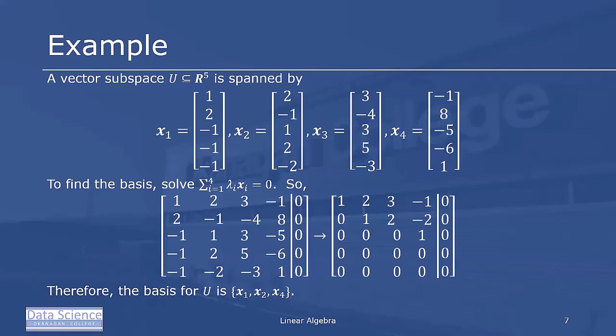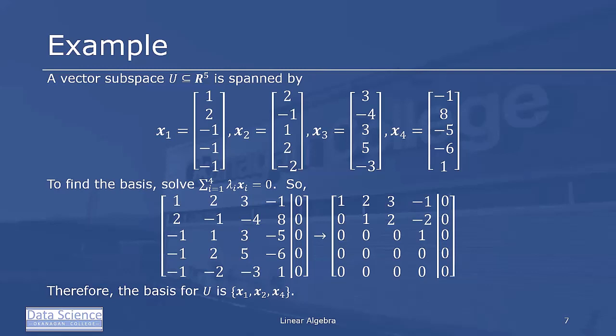So we have a vector subspace U, a subset of R5, and it's spanned by the four vectors x1, x2, x3, and x4. Now we want to find out which of these form a basis for U. So to find the basis, we're going to solve the sum of lambda i xi equals 0. So we go ahead and write these columns in a matrix form and append our vector of zeros.